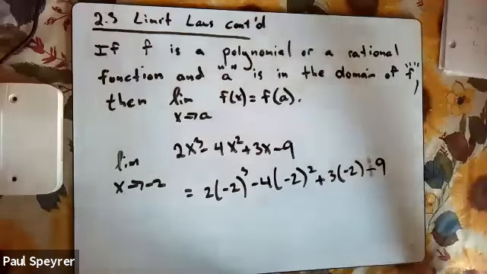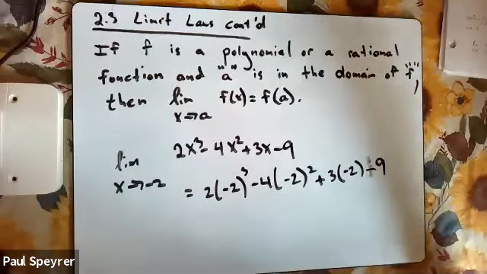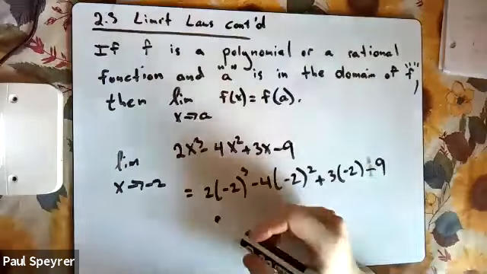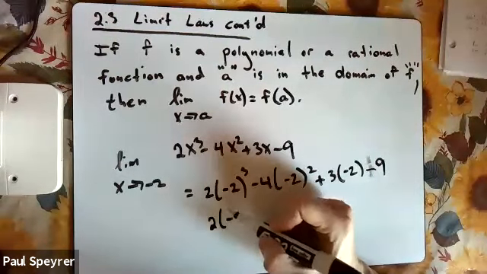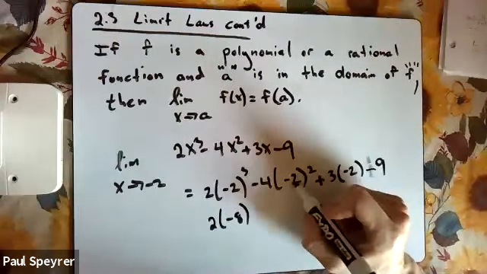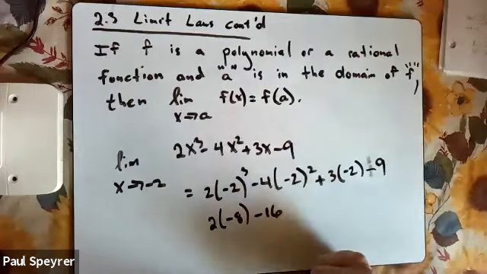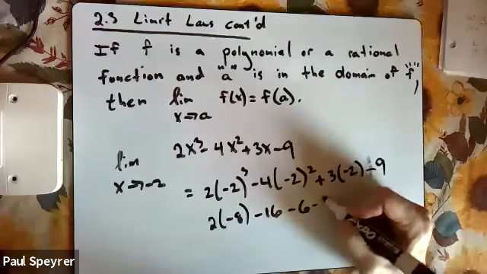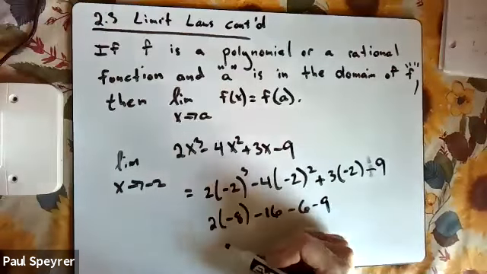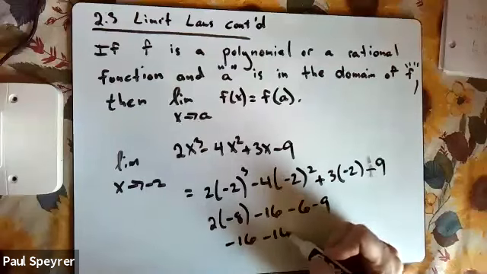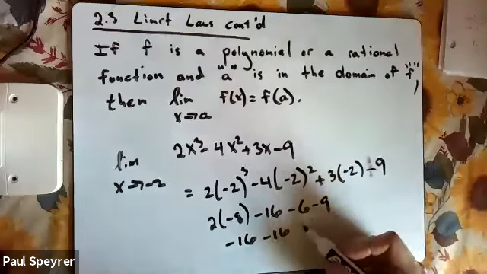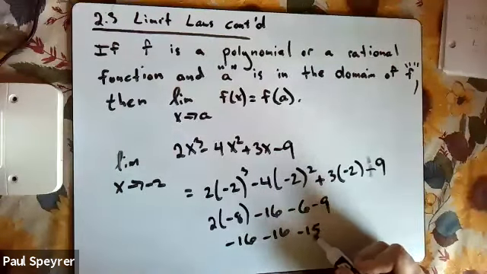But as you're doing this, watch the arithmetic, watch the signs, the exponents, order of operations, all that good stuff. This is 2 times negative 8, and then this is positive 4 times a negative 4, which is negative 16. And then minus 6, minus 9. So then we have negative 16 minus 16. I can combine these two. Why not? We get negative 15. This is negative 32 minus 15.